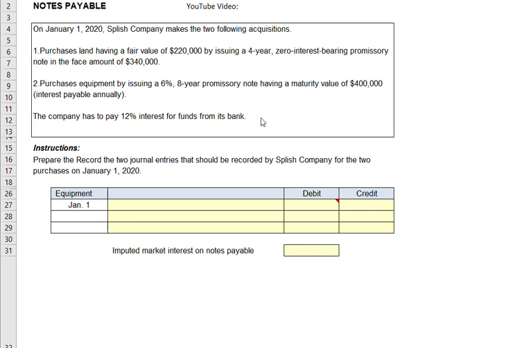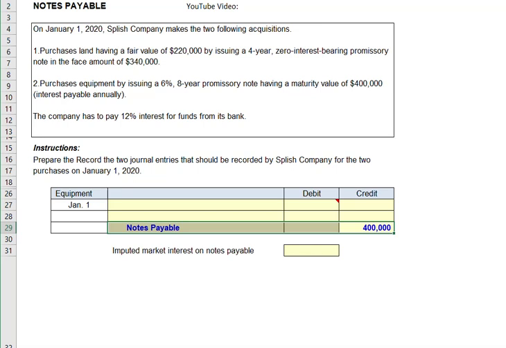So we can see that this 6% note or interest rate on the note is unreasonable, and we're going to have to impute an interest rate. Let's go ahead and take a look at our journal entry. First thing we're going to do is record notes payable at its face value. Always record notes and bonds at their face value, and then we accompany them with a premium or a discount.